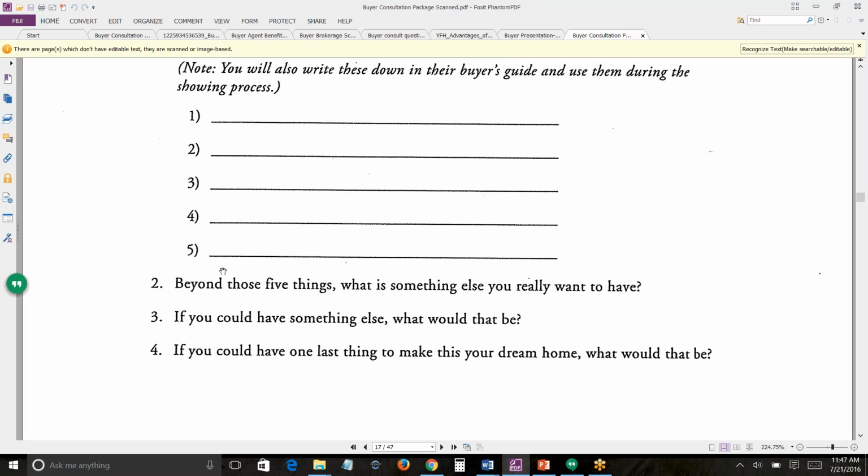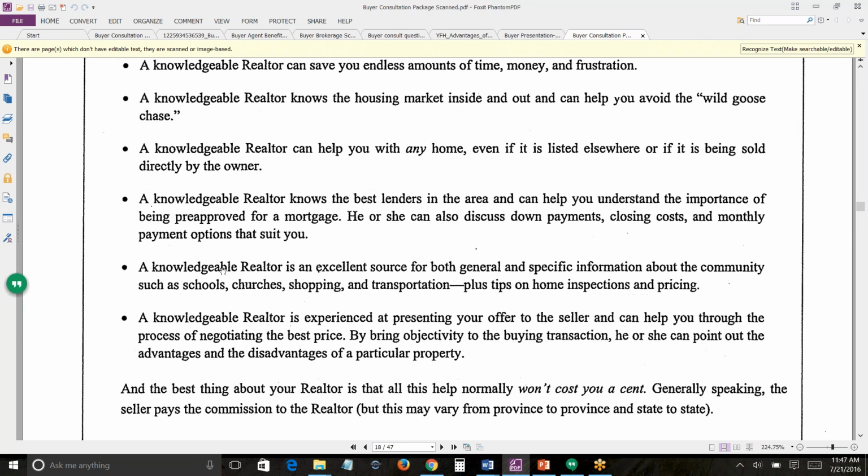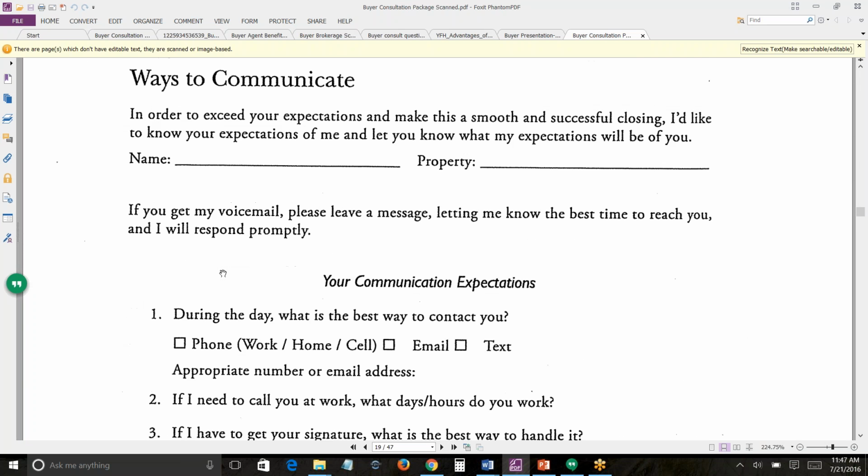Beyond those 5 things, what else do you really want to have? If you have somebody else, what would that be? If you have one last thing, what would it be? And we're writing it down. Now this is something, I don't know why I included that, but that's okay.